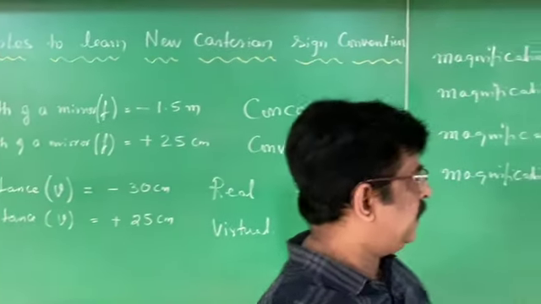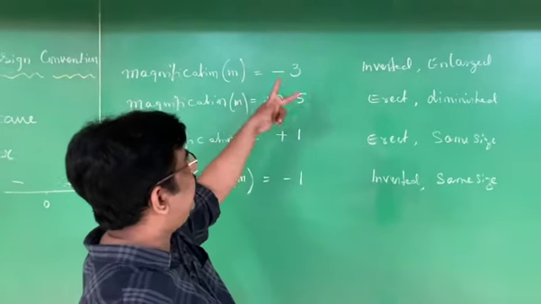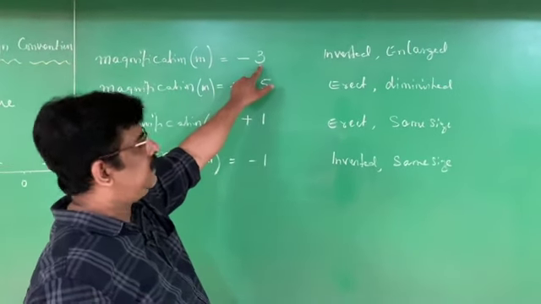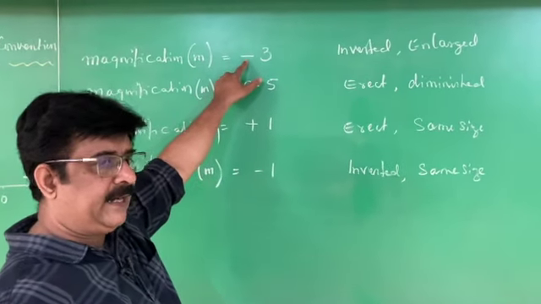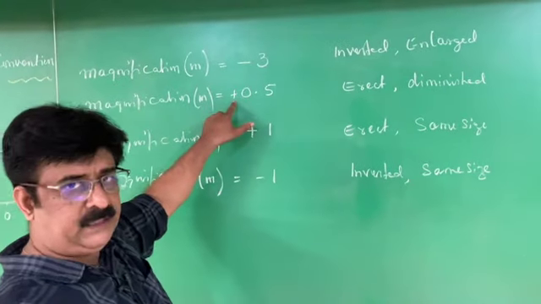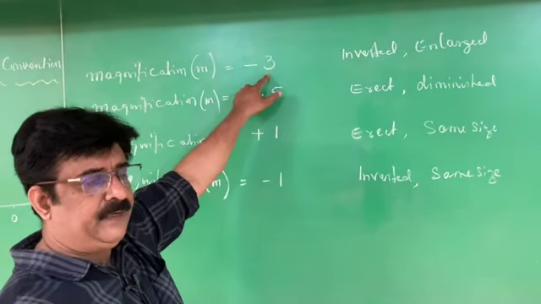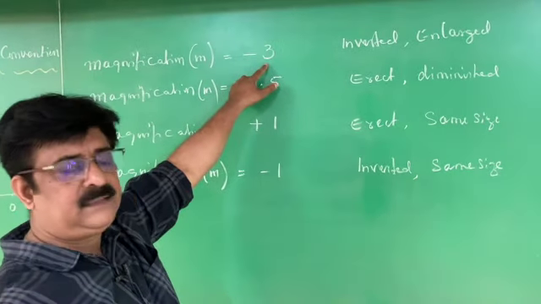Regarding magnification, we have two entities. One is the sign, another one is the number. Sign gives the information of whether the image is erect or inverted. If it is inverted, negative. If it is erect, it is positive. The number tells that if it is greater than 1, it is enlarged. Equal to 1, it is the same size. Less than 1, it is diminished.